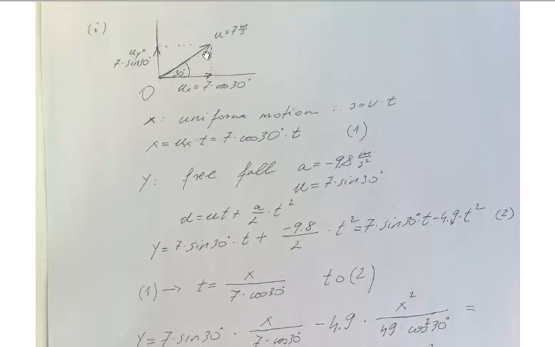Here is the initial speed and we break it down so we get a horizontal and a vertical component. This is adjacent to the angle, so it's cosine. The other is opposite the angle, so this is 7 times sine 30 degrees.